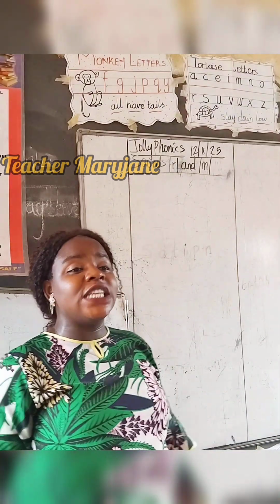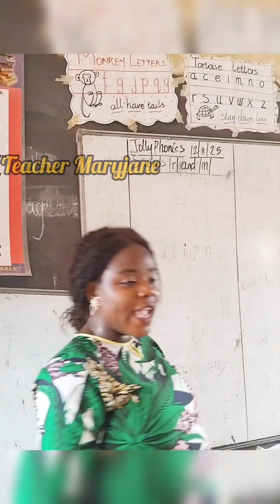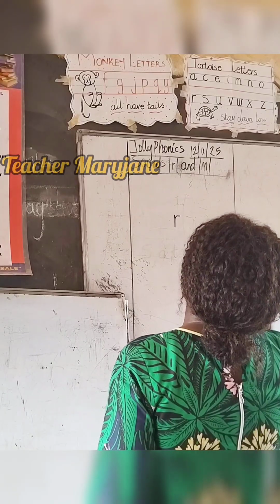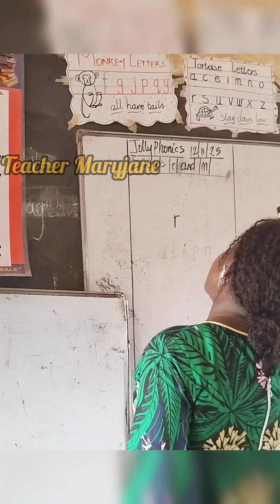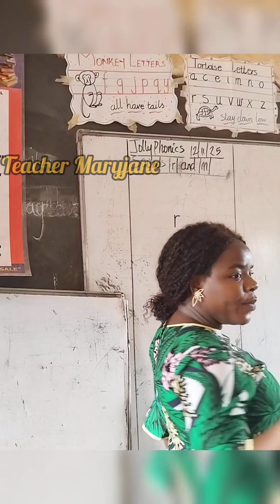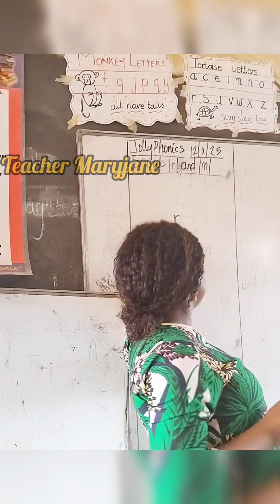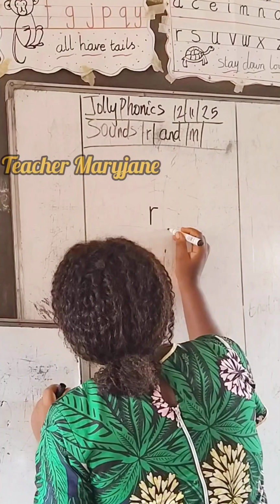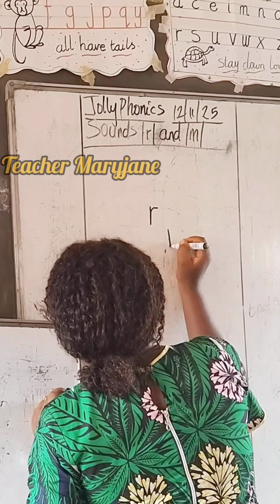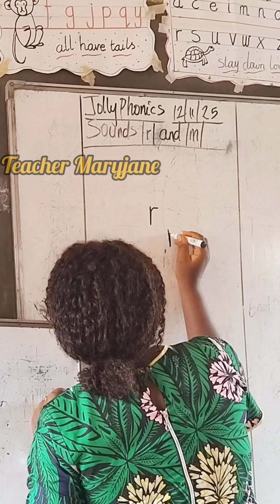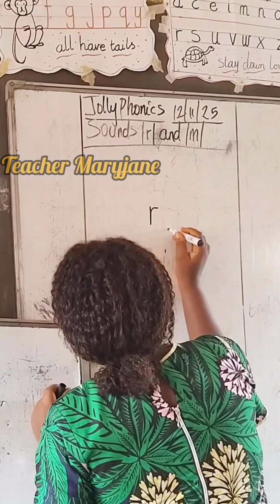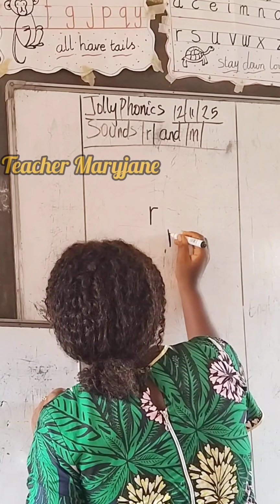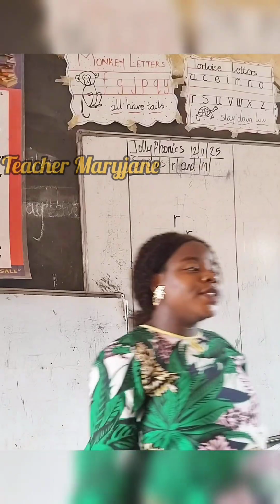How do we write this sound? Start at a point. Move down. Move up again. And make a robot arm. That's the way you write the sound. Start at a point. Move down. Move up again. And make a robot arm. Let's study these words, okay?